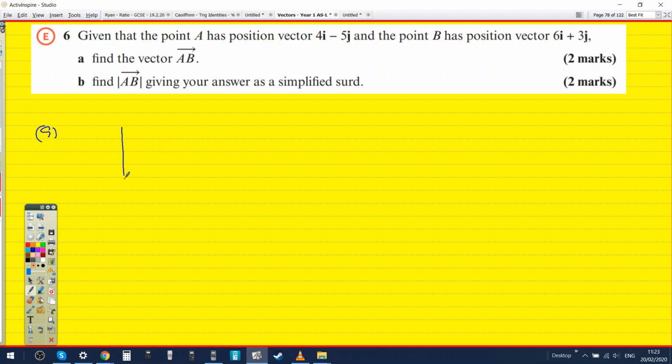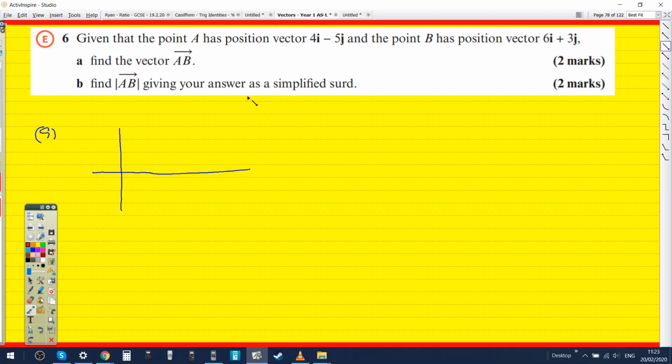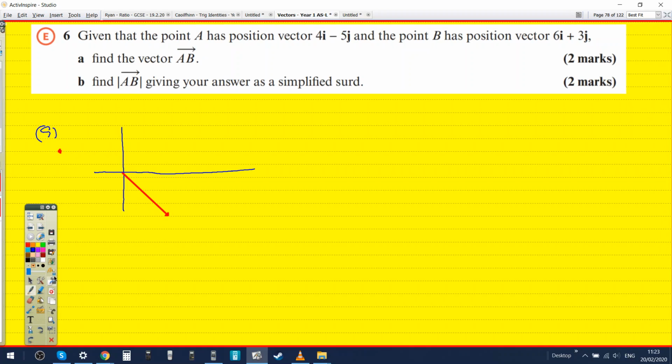Will it be something like 4i minus 5j plus minus 1, 6i plus 3j? It'll be something like that. It's a position vector, so it starts from the origin. So let's say this one is A, and how would you do B? What would that look like?